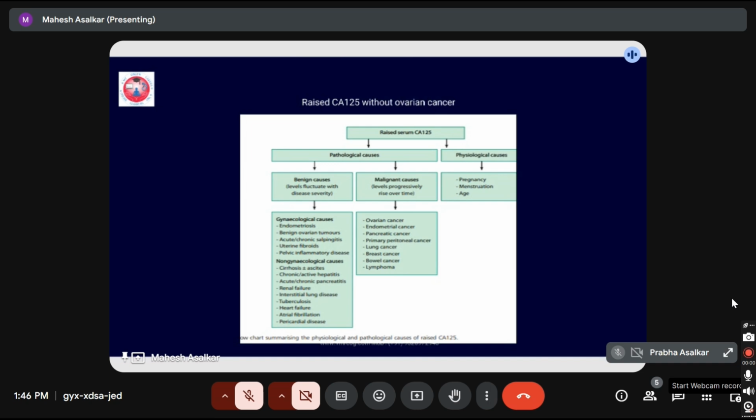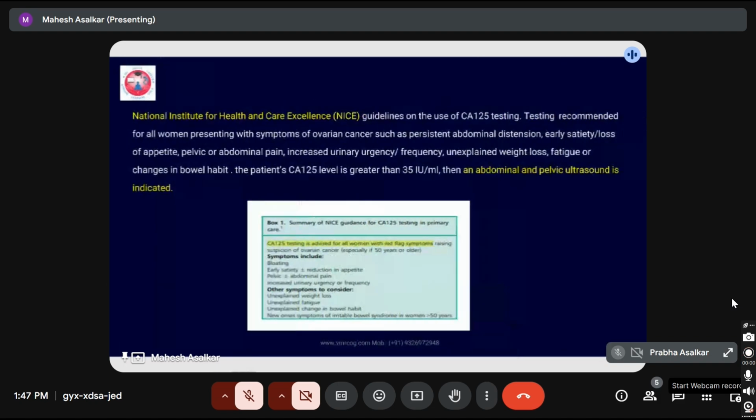And non-gynecological conditions like cirrhosis or chronic hepatitis, active hepatitis or acute or chronic pancreatitis, renal failure, interstitial lung disease, heart failure, etc. So these non-gynecological conditions can also raise the CA125. So once CA125 levels are raised, then we have to think of various causes apart from ovarian cancer. There are n number of conditions in which CA125 levels are raised. Okay. So what do the NICE guidelines say?